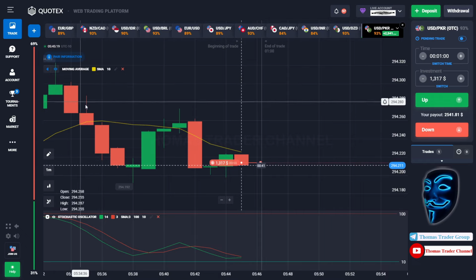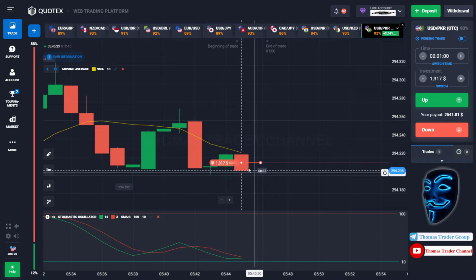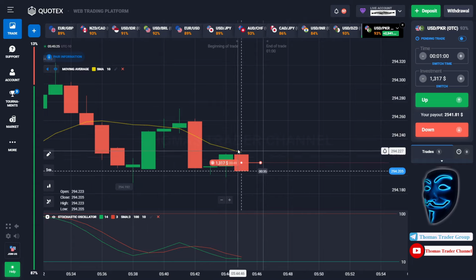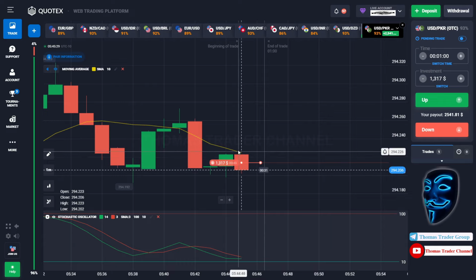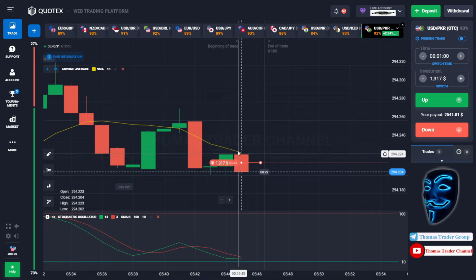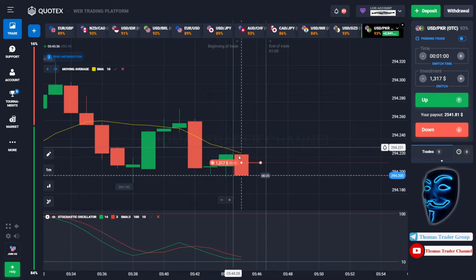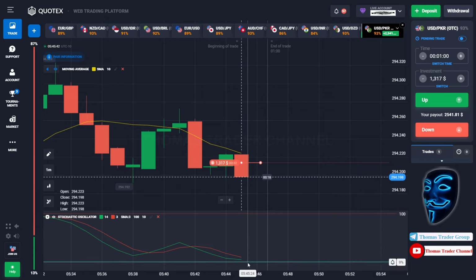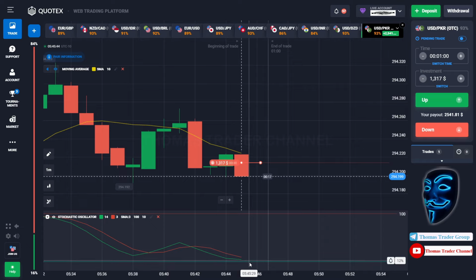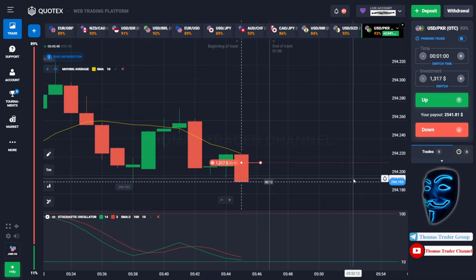As you can see, the market is going bearish and the market is touching the moving average line. When the market touches the moving average line, the market will make a rebound and it will continue the bearish trend, and it will find the oversold area over here before it makes another rebound. Let's pivot and let's wait till the end of our trade.